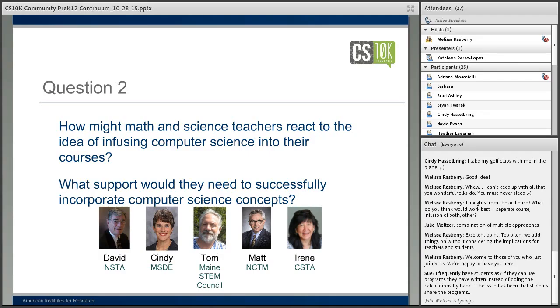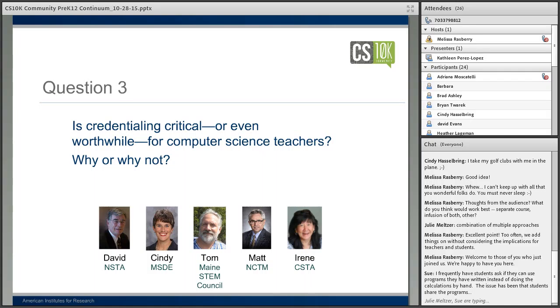So Sue says, I frequently have students ask if they can use programs they have written instead of doing the calculations by hand. The issue has been that students share the programs. But you really get an understanding of it once you've programmed it. I'm going to go to the next question.